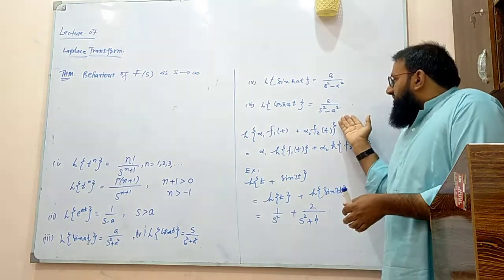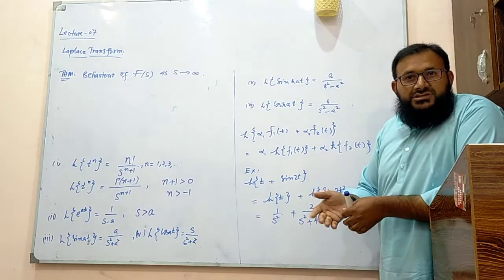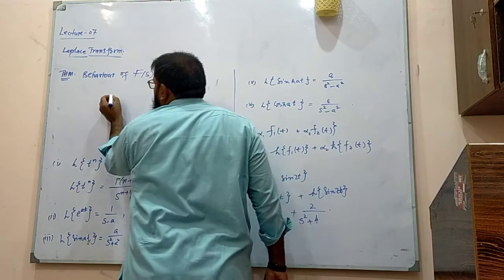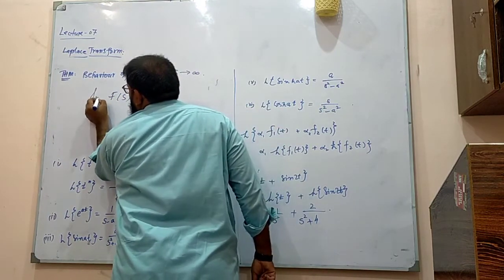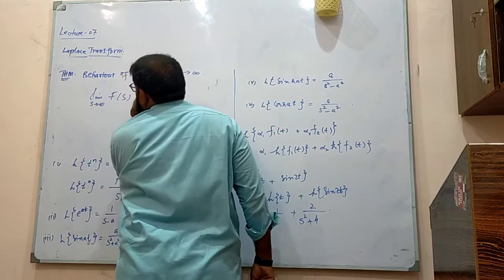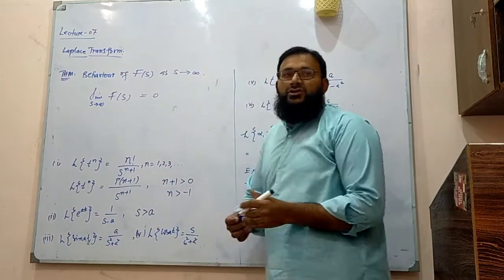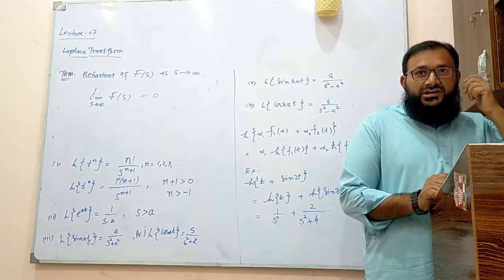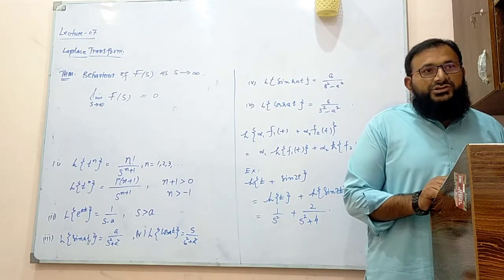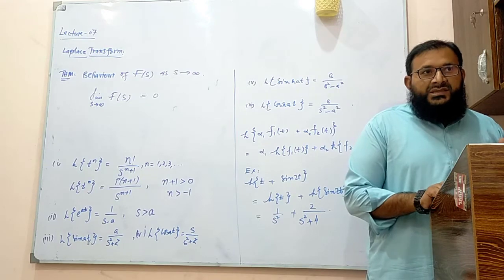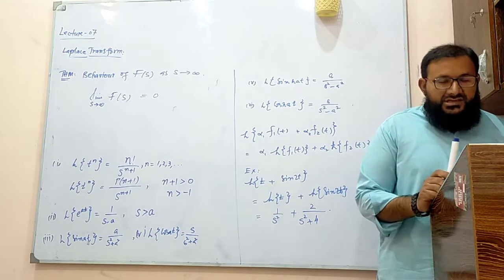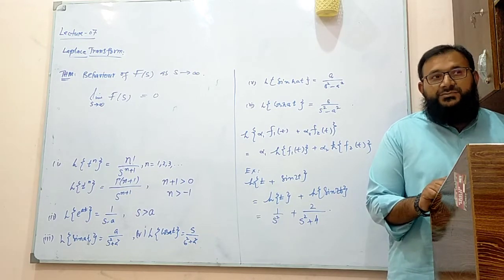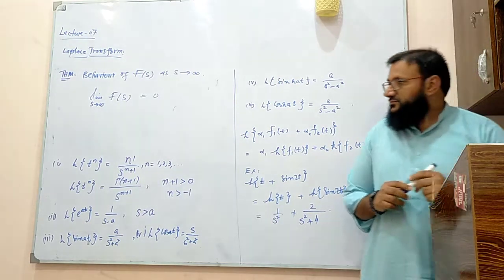If it is an indeterminate form, you can apply L'Hopital's rule or some other things and check the result. So this is the behavior of f of s: when s goes to infinity, it is going to be equal to 0. It means the Laplace transform of any function goes to 0 as s goes to infinity. We can prove this, and we have checked why it happens.